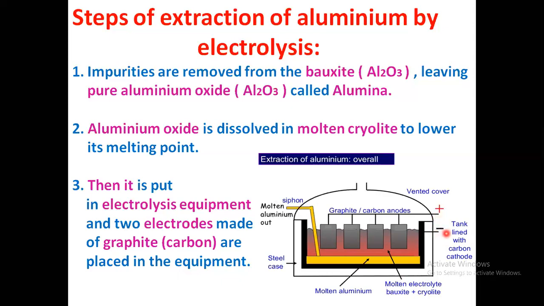If you see in this picture, this tank lined with carbon is the cathode. Cathode is the negative electrode, right? And these, where I am flashing the light, are the anodes. Anodes are the positive electrode. Cathode is the negative electrode. Anodes are the positive electrode. Clear? So let's move on to the next step.